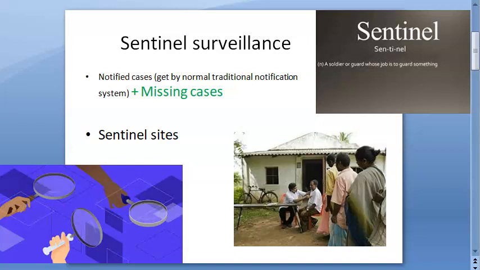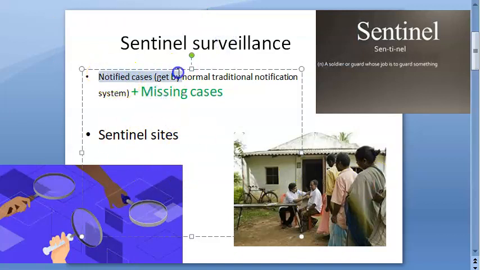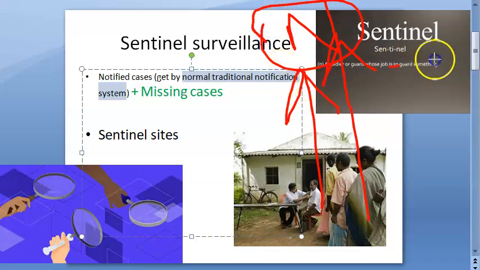Hello people, in this video let us look at what sentinel surveillance means. Basically, whenever some people have diseases, they are supposed to be notified to the government by the normal traditional notification system. So anybody has a disease and the doctor has a diagnosis, they are supposed to notify the authorities that there is some disease, like cholera is spreading or tuberculosis, or there are increased cases of HIV. So they are supposed to notify them.